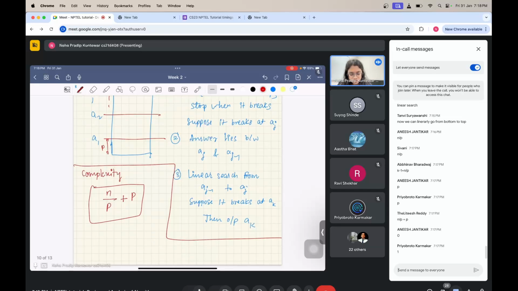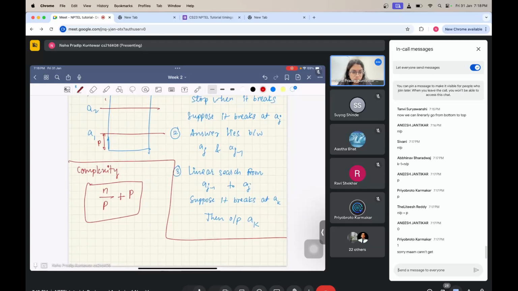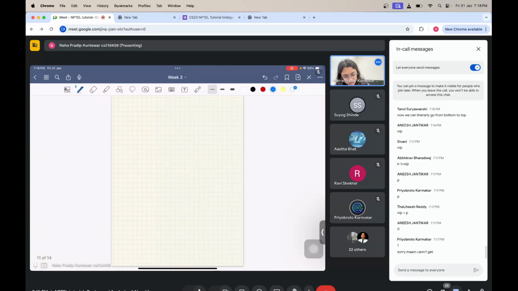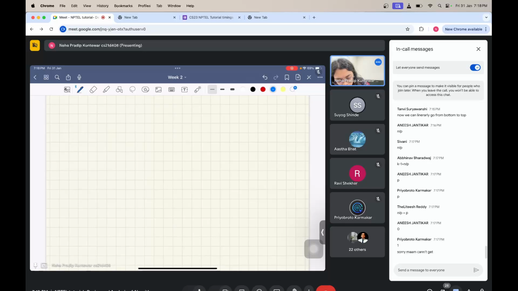Is that making sense? Okay, so let me go over it again. What we are saying is you have n over p plus p, and the question is to choose the value of p that minimizes the sum. Okay, so let's say you take p as 1, then what do you get?